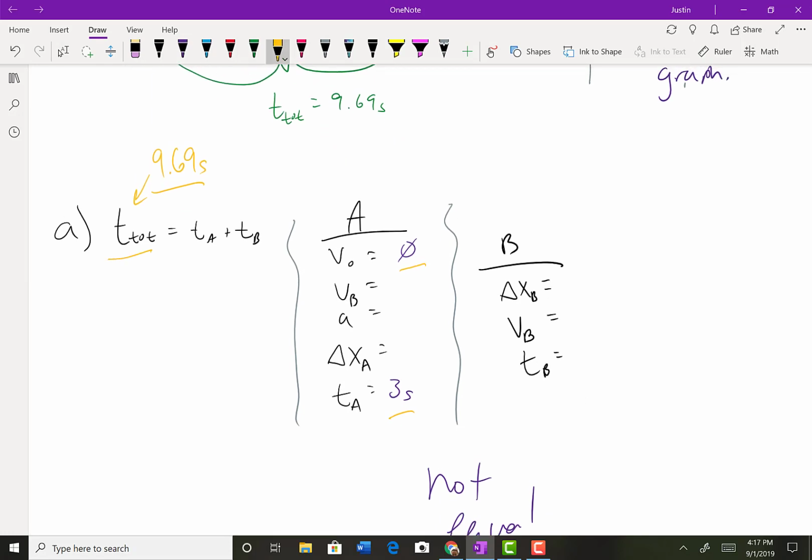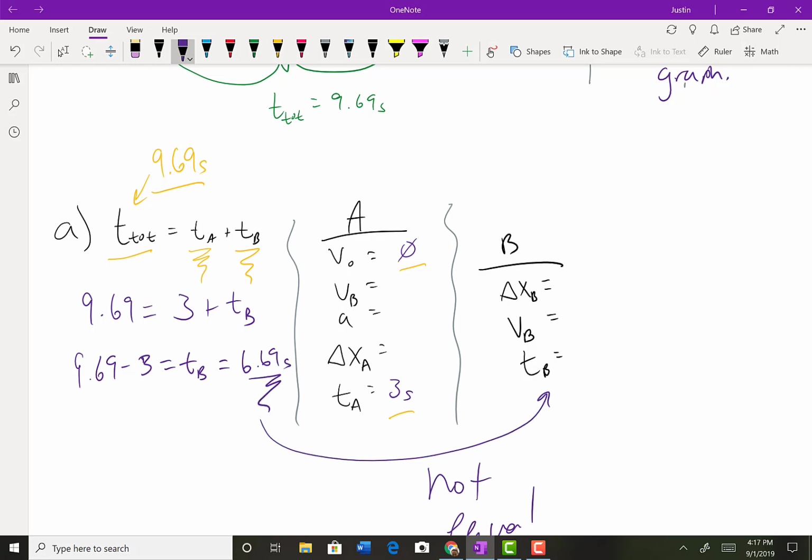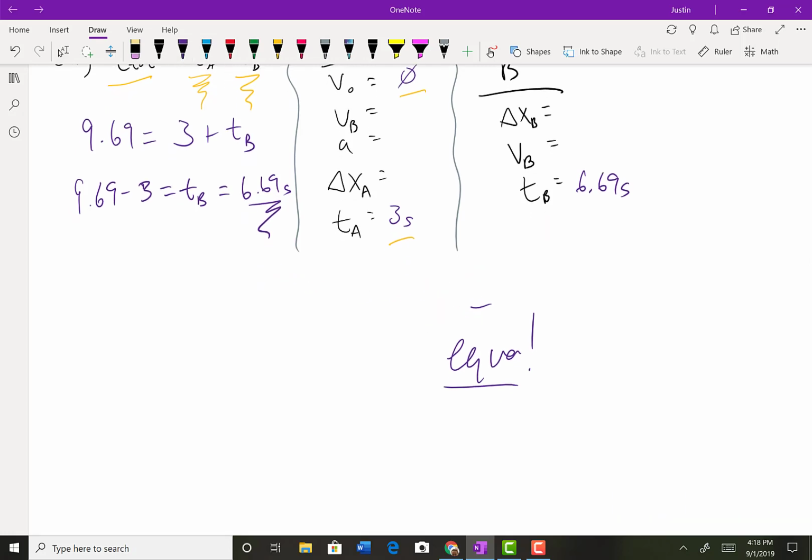So I know the total time is 9.69 seconds. And the total time is going to be the time it takes for him to go TA plus the time it takes for him to go TB. So the total time, 9.69 seconds, equals TA, which is 3 seconds, plus TB. So I can find TB. TB is just going to be 9.69 minus 3, so that's going to be 6.69 seconds. And I can plug that in there. 6.69 seconds. Awesome.